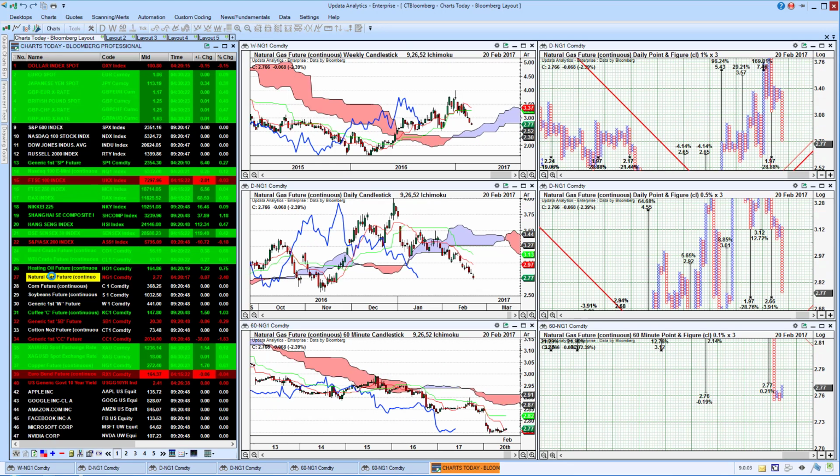Nat gas is in the doldrums, down at 277, really clearly below the cloud on the daily. So just not looking good short and medium term.